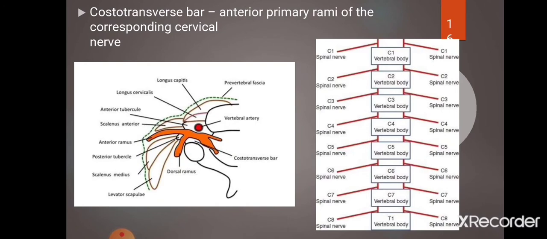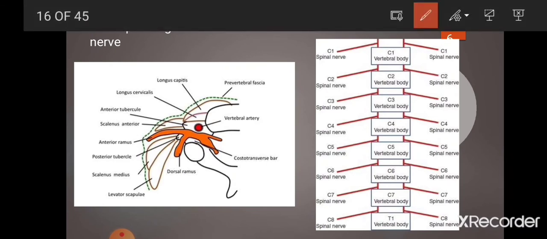Then the costotransverse bar: the anterior primary ramus of the corresponding cervical nerve passes through the superior aspect of the costotransverse bar, as shown in the diagram. Also the schematic diagram shows that, for example, if there is cervical 6 vertebra, then the costotransverse bar carries the anterior primary ramus of cervical 6 on its superior surface. This is the anterior primary ramus.